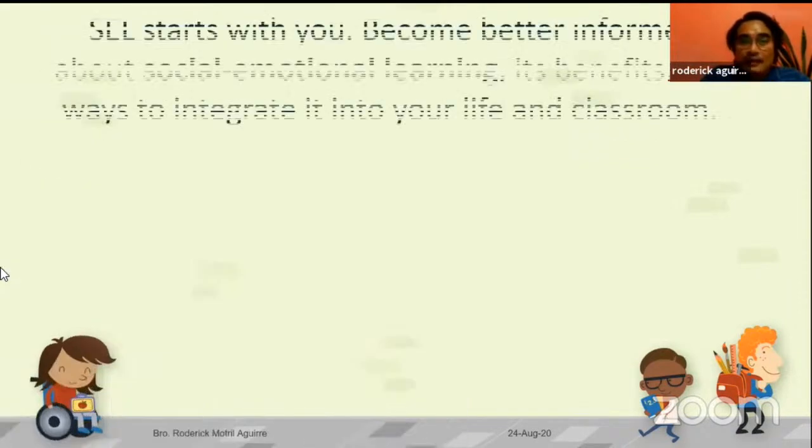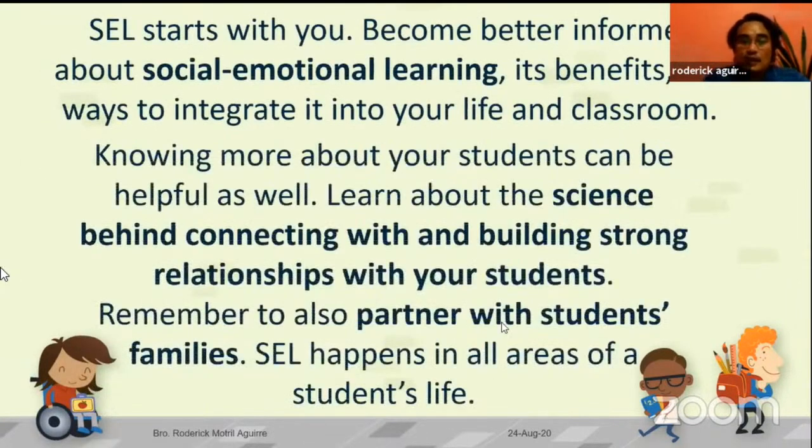All right. And finally, SEL or social emotional learning starts with you. Teachers out there, not just teachers, but as individuals, become better informed about social emotional learning. Individuals become successful in life, not because they are too intelligent or too disciplined. It's because they have developed this social emotional skills. Please review again the big five. Those are the things that we need to develop among our students, and the order of which its benefits and ways to integrate it into your life and in classroom.